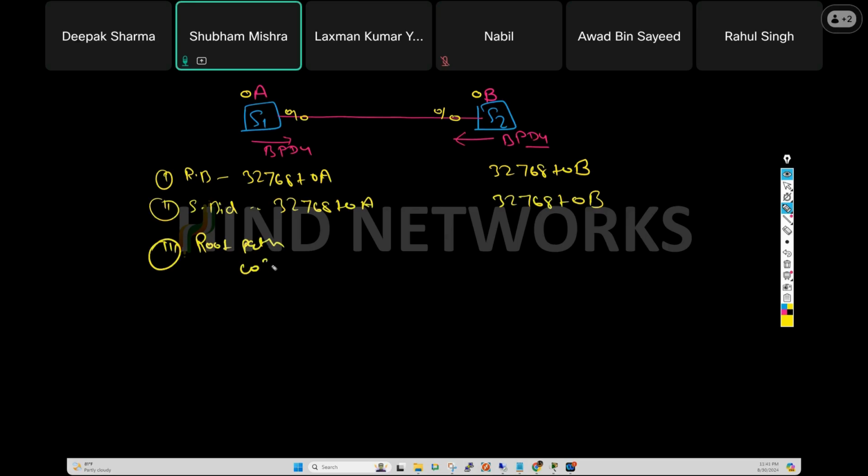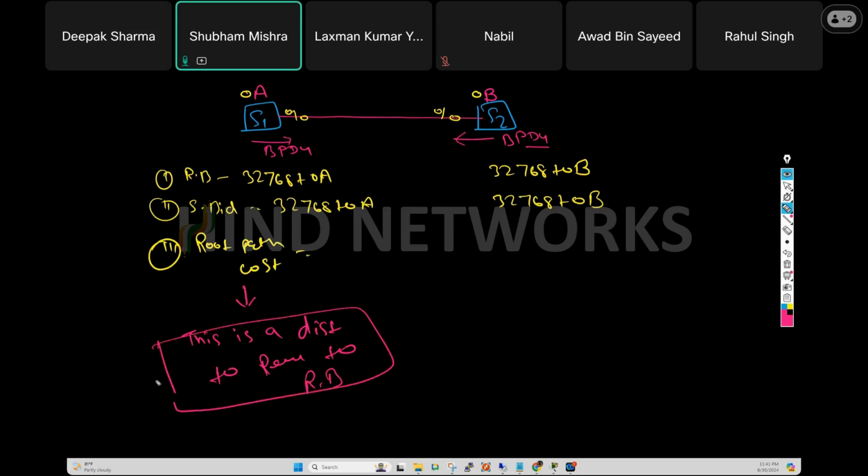Now, root path cost. Guys, root path cost means the distance to reach the root bridge. Cost, for example: this is me and this is you, and this is my home and this is your home. Between my home and your home, definitely there will be some distance.